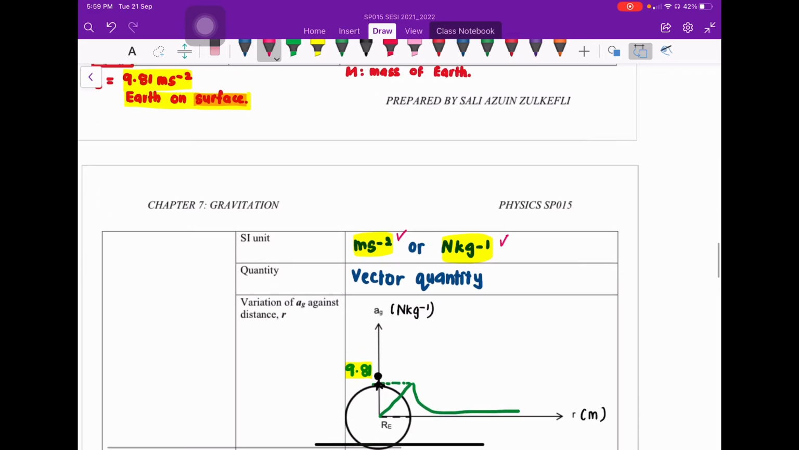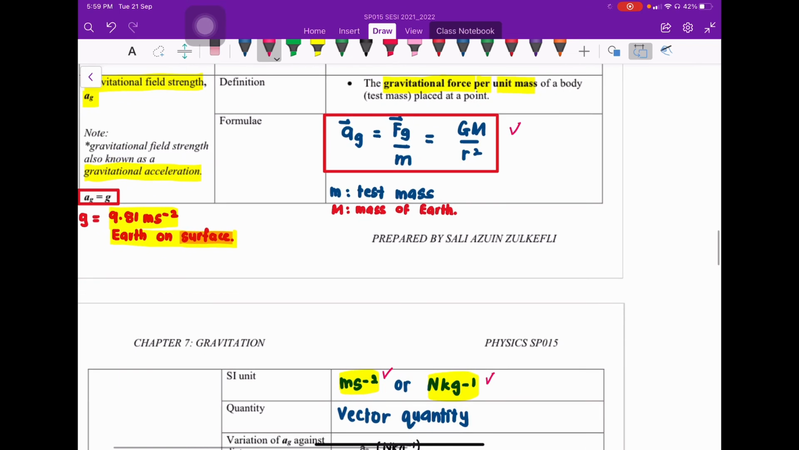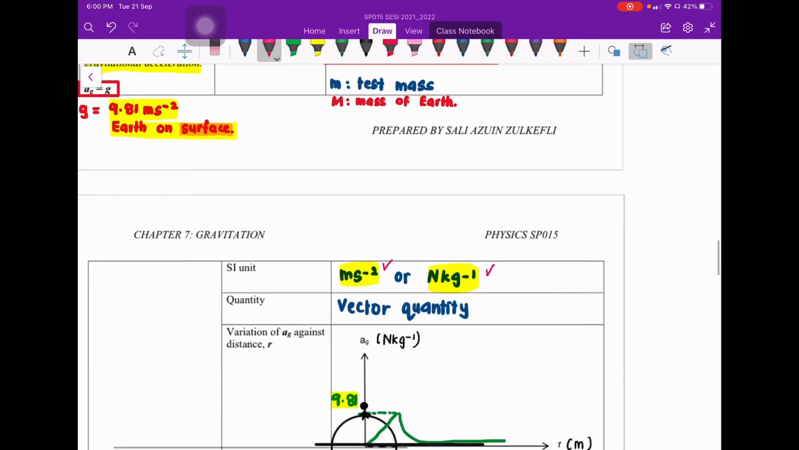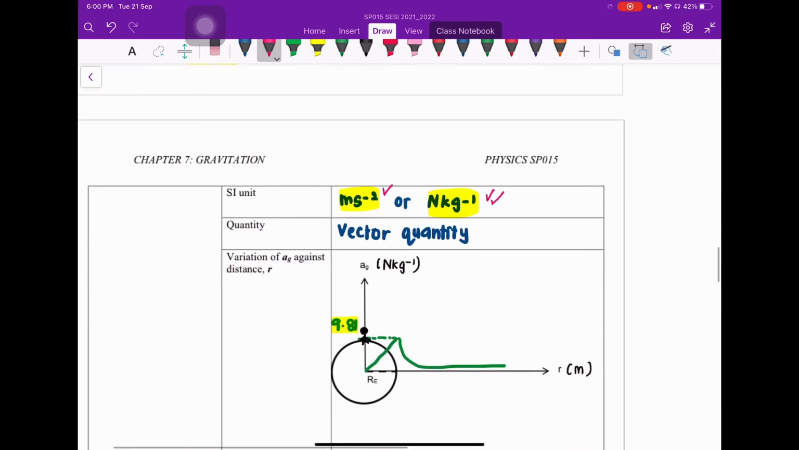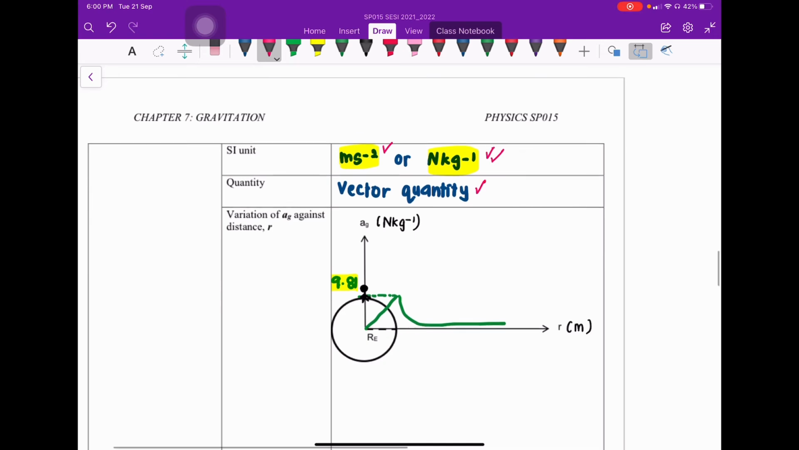So how can we use Newton per kg? From here, we know that gravitational force is in Newton and mass is in kg. Therefore, another unit for gravitational field strength is Newton per kg. And we know that gravitational field strength is a vector quantity. Alright.